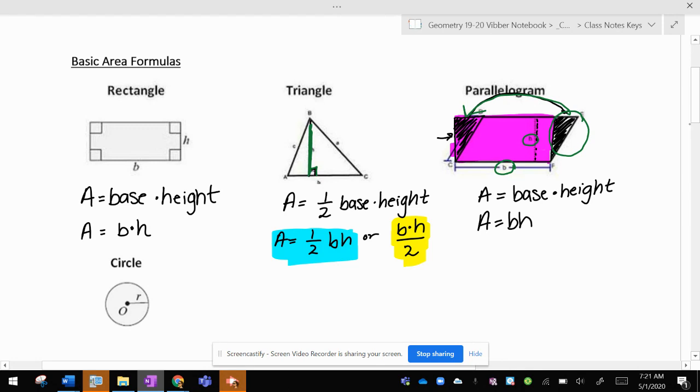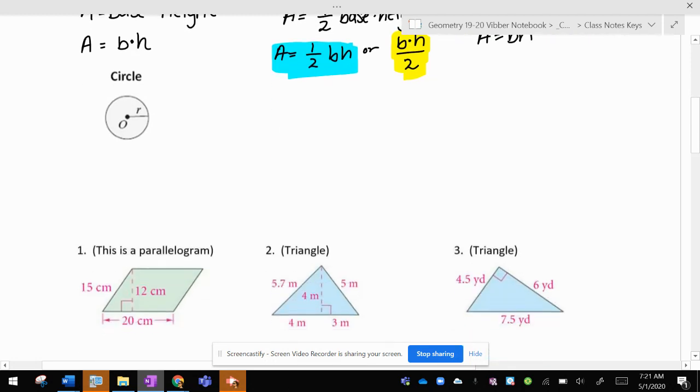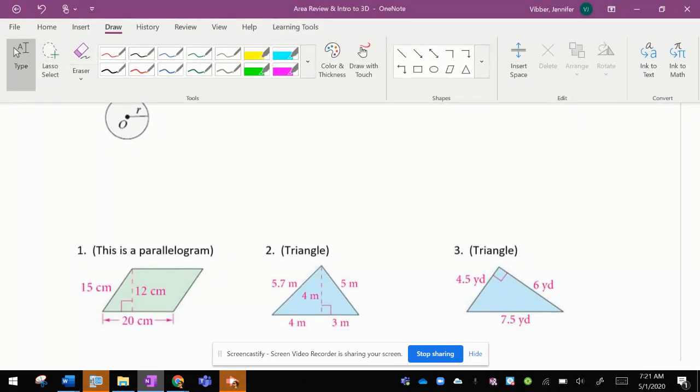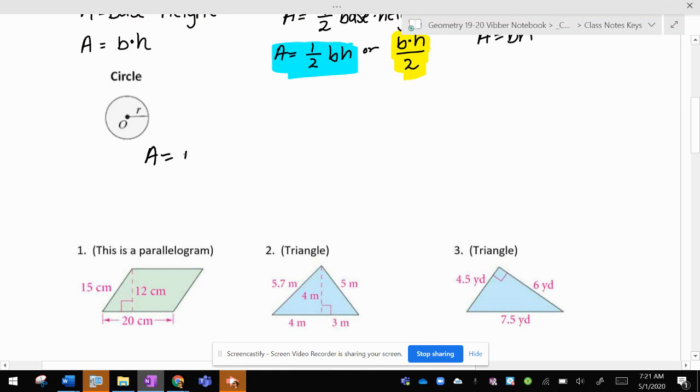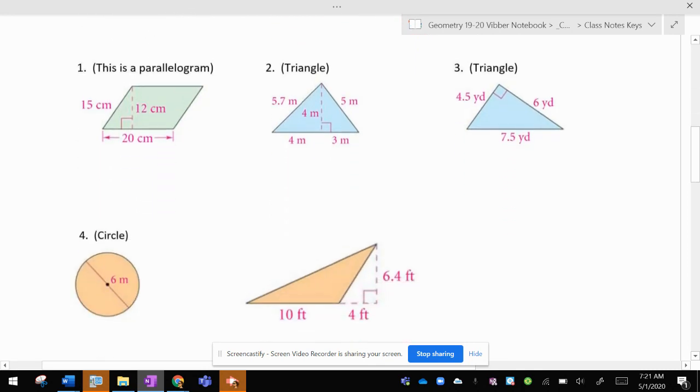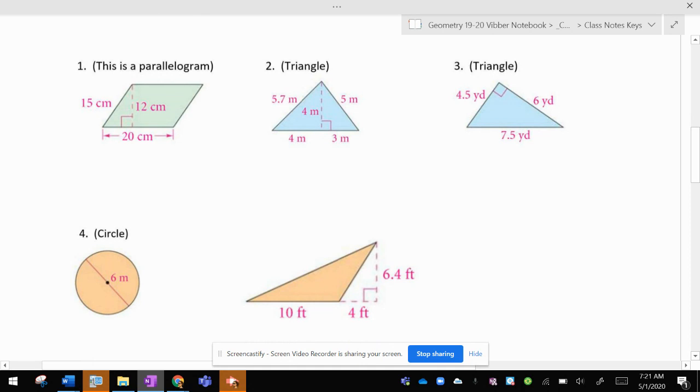All right. So now if we come down here, we've already talked about the area of a circle, and we've done so very recently. The area of a circle is pi r squared, pi times the radius squared. Now let's do some practice. So if I look at number 1, it tells us that it's a parallelogram, and the area of a parallelogram is the base times the height. The base is 20, the height is 12. Remember, the height is not the slanty side, it's the perpendicular distance. So the area of the parallelogram is 20 times 12, which is 240.